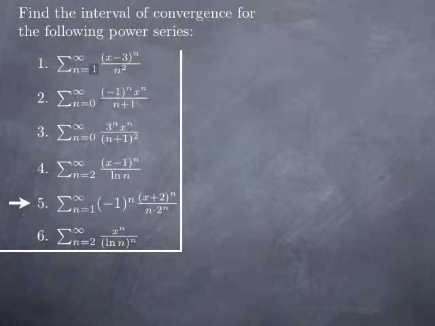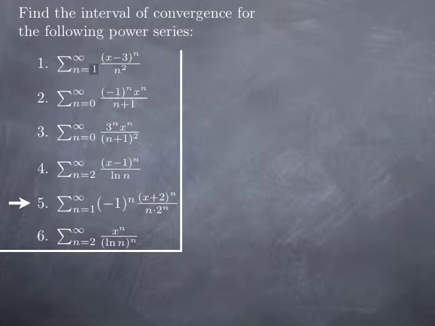For the fifth exercise, we have the series from n = 1 to infinity of (-1)^n (x + 2)^n divided by n times 2^n. So this is a power series centered at -2, where the nth coefficient is (-1)^n divided by n 2^n.